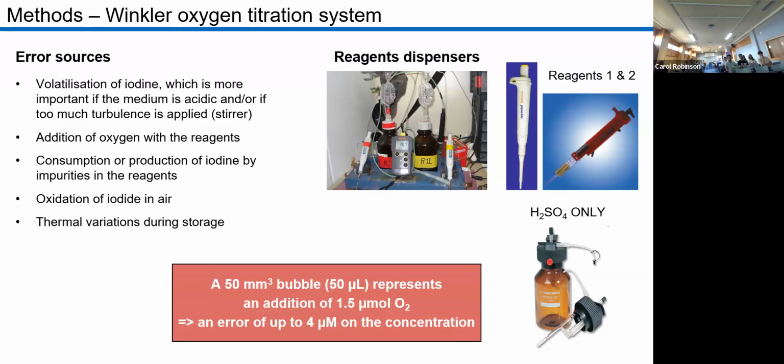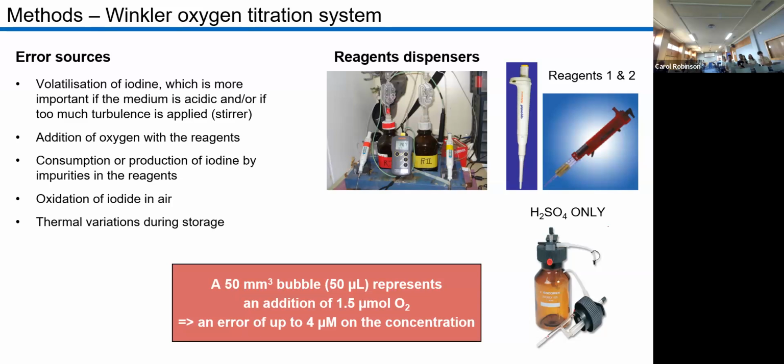And also, which is very important, always scale up your errors. When I said don't add bubbles to your system: a bubble in the pipette is 50 microliters, 50 cubic millimeters. And that is 1.5 micromoles of oxygen. Therefore, you can have an error of 4 micromoles on your final concentration. So when I say it's important: if you want to measure a respiration rate below the unit of micromole per day, if you add a bubble, finished. You measure whatever you like, but not respiration. So that is very important.